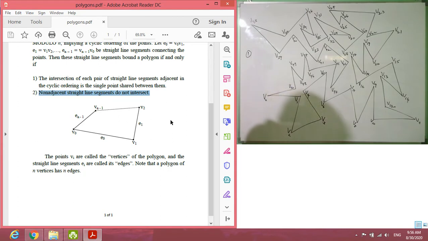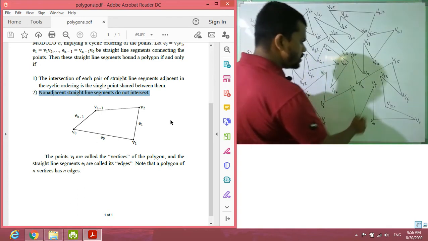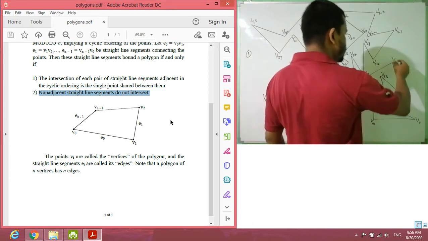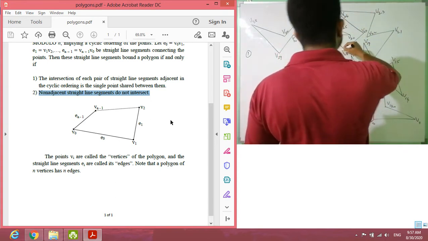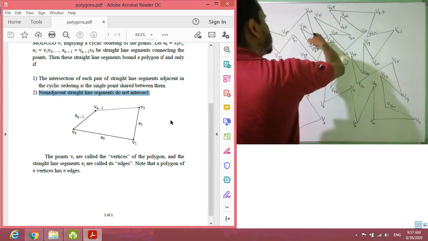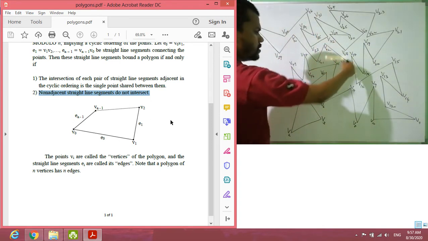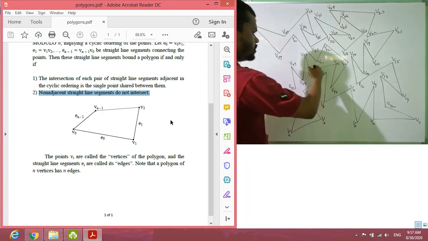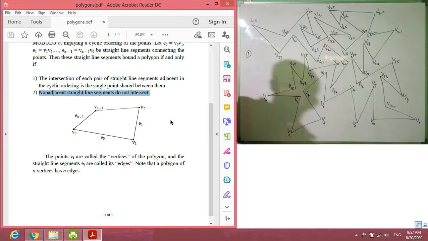Okay, we have labeled the points. V0, 1, 2, 3, and so on up to 50. Okay, in this way we have labeled the vertices.